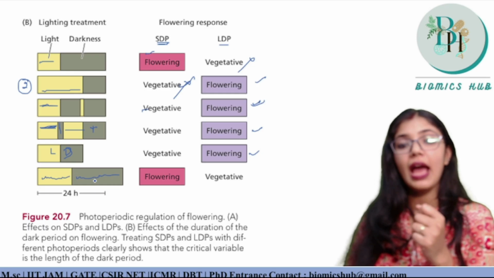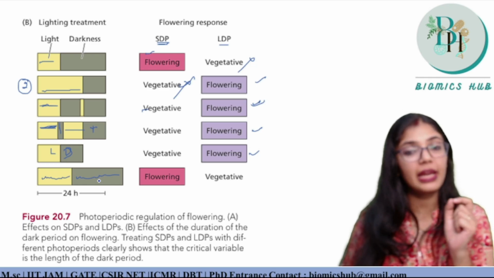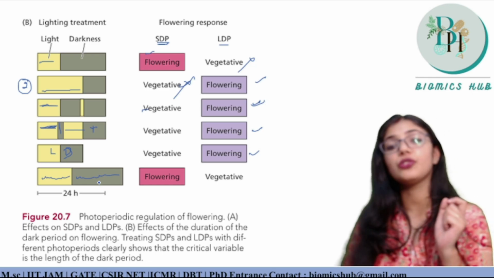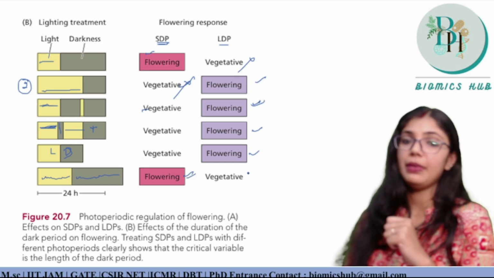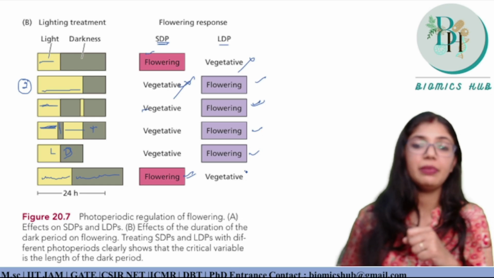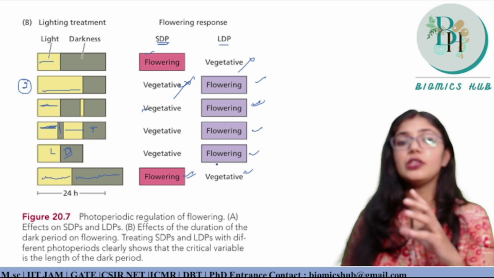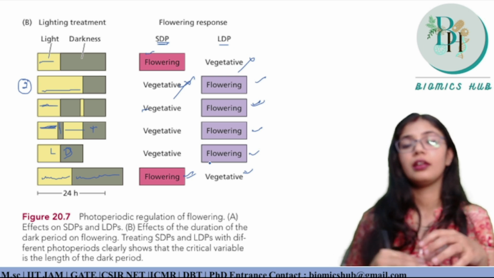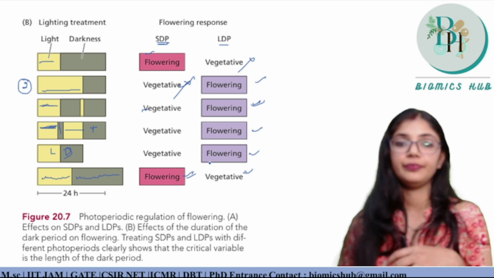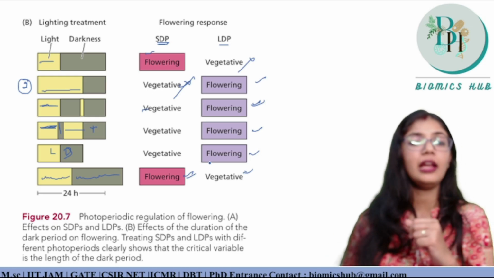Okay, so as there is no night break in this region, in the darkness there is no night break, so here the flowering can take place in the short day plant. But in case of long day plant there will be a vegetative phase. Okay, this was all about how the light and dark condition is helping in the flowering in case of short day plant and long day plant.